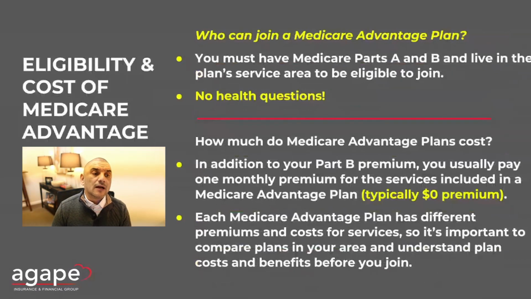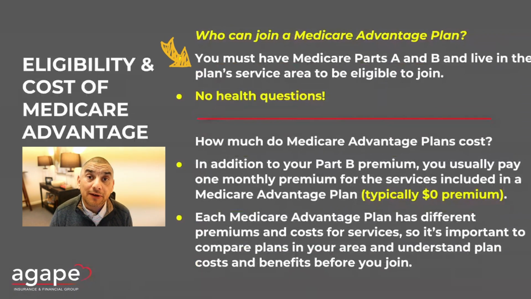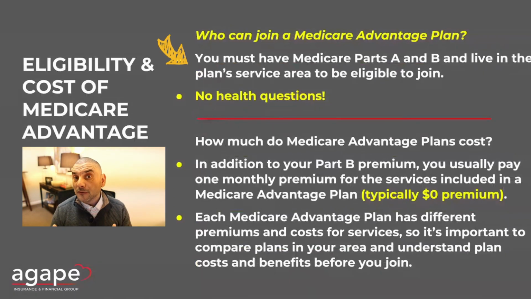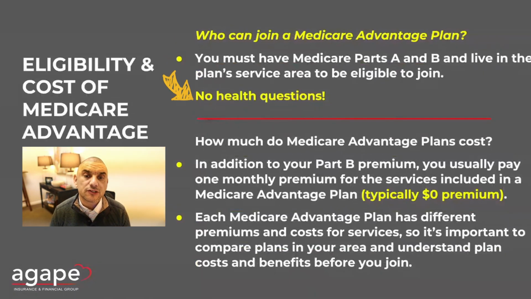All right. So, eligibility and cost of Medicare Advantage. Who can join an Advantage plan? You must have Medicare Parts A and B and live in the plan service area to be eligible to join. Here's the beautiful part about it. There's no health questions involved.